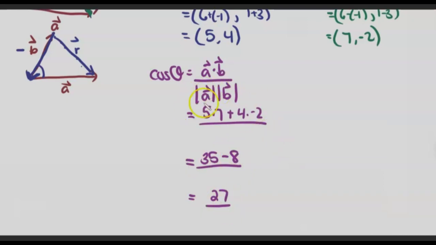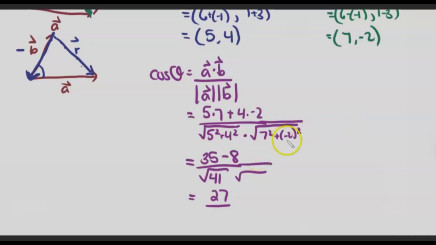Now the magnitude of vector A is going to be the square root of 5 squared plus 4 squared. 5 squared is 25 plus 4 squared is 16, so I get root 41. Then we multiply that by the magnitude of B, which is the square root of 7 squared plus -2 squared. 7 squared is 49 plus 4, which is root 53. So root 41 times root 53 is root 2173.